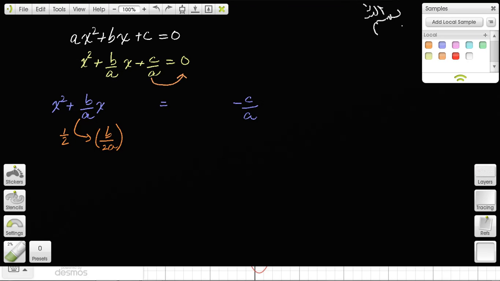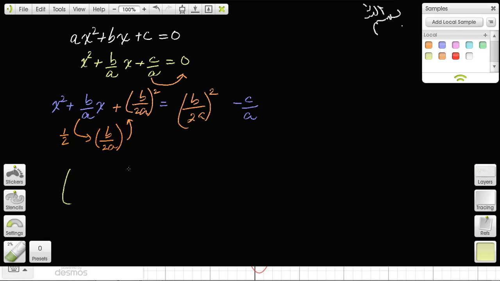You take half of that, and then you square it, and you put it over there. So you have to just take b over 2a, and then you square it. And you can't just do that to one side. You have to add that to both sides. B over 2a, and then square that. Now you can do it in front of this or after this. In this case, we chose to do it in front of it. That's cool, right? And then, of course, we complete the square.